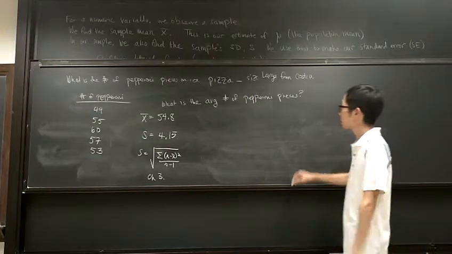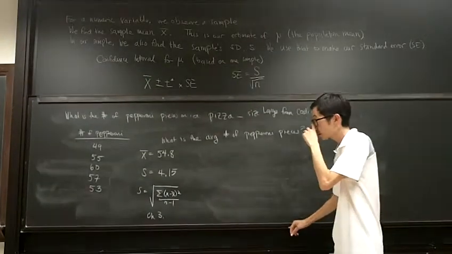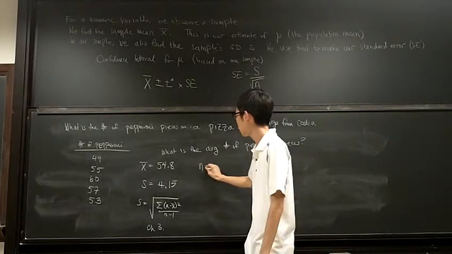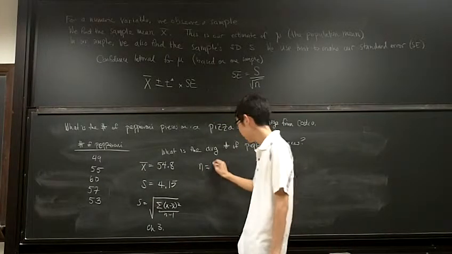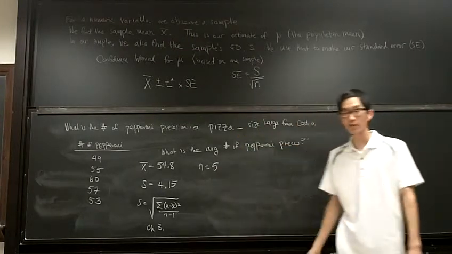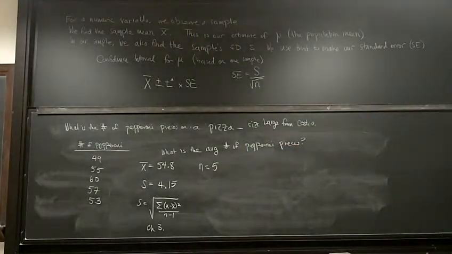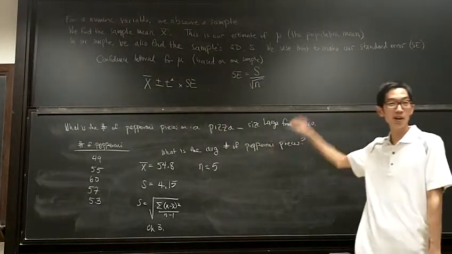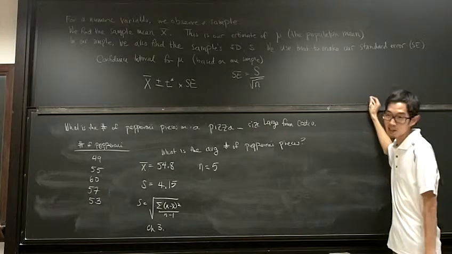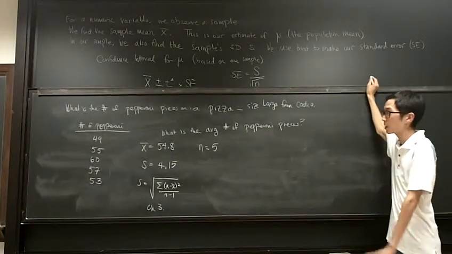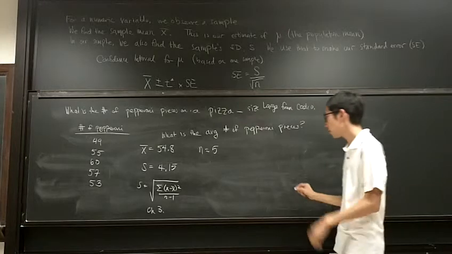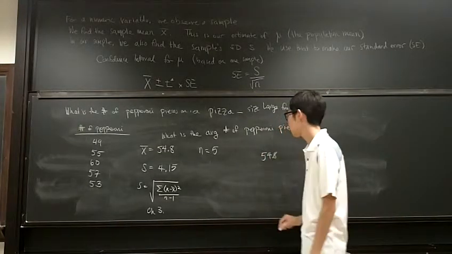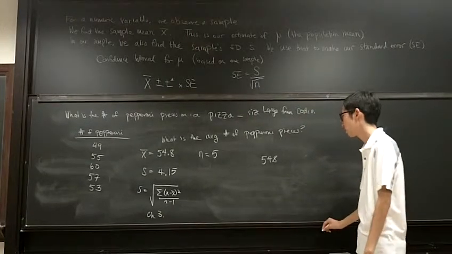Alright, so now we're going to make a confidence interval. We have X bar, and I have S, and my N is 5, right? Based on these 5 pizzas, I'm going to try to make a statement about all pizzas from Costco, a statement about the population. What I observed was an average of 54.8 pieces of pepperoni.